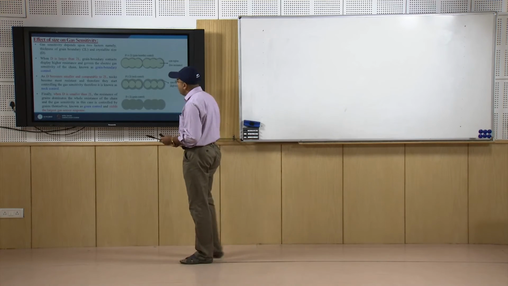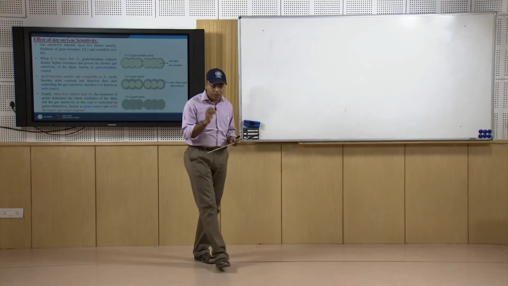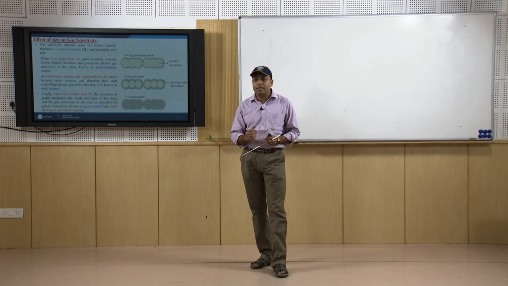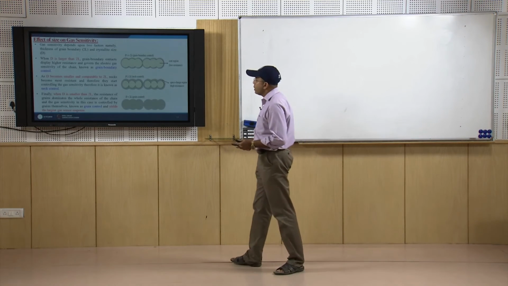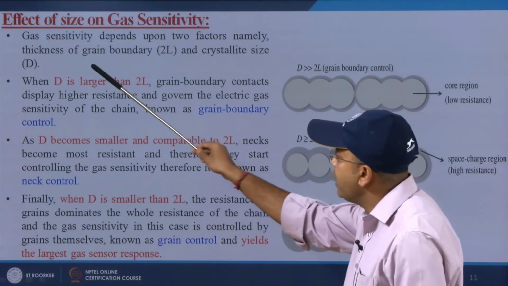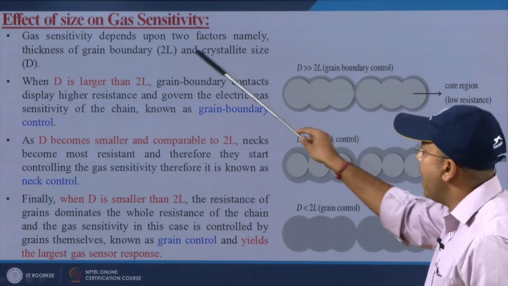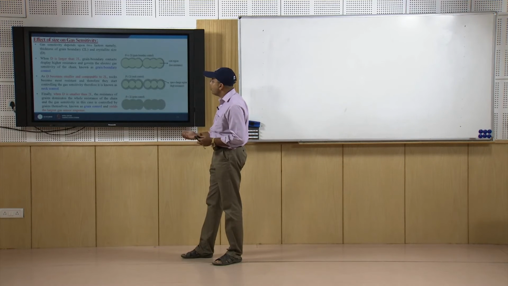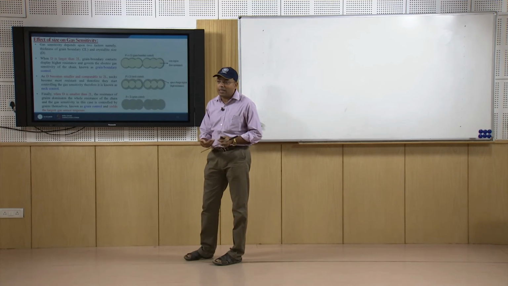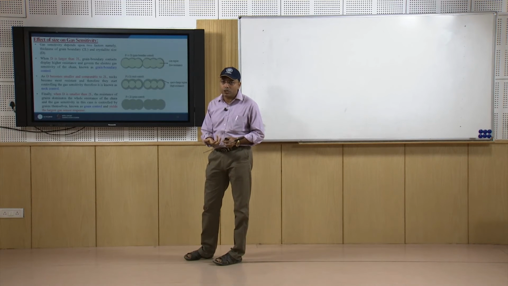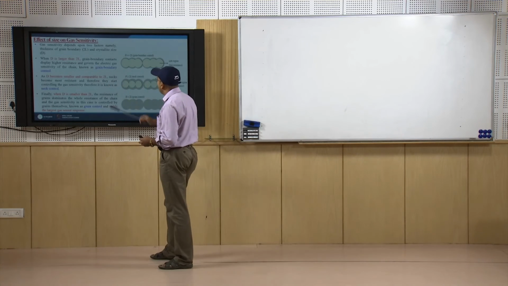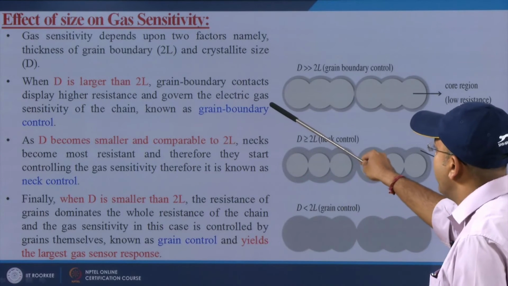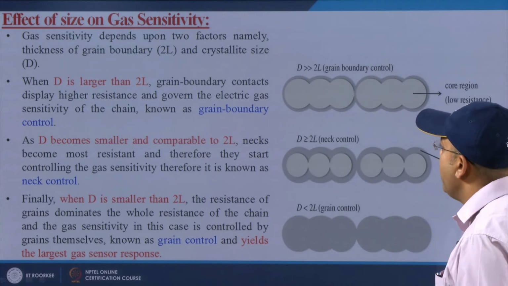So, when we are trying to use this kind of nanoparticles, the small size nanoparticles, then we can see that the gas sensing properties of those materials is increasing tremendously. So, gas sensitivity depends upon two factors, namely the thickness of the grain boundary, that is known as the 2L, and the crystallite size, which is known as the capital D. In this figure I am trying to explain how this different size is actually affecting the gas sensing technology. So, here when D is larger than 2L, grain boundary contacts display higher resistance and govern the electric gas sensitivity of the chain, known as grain boundary control.